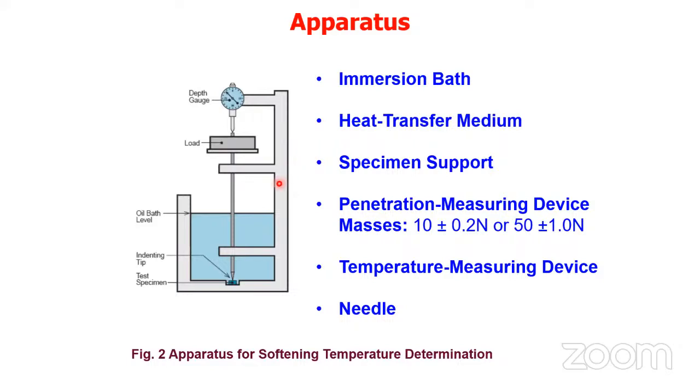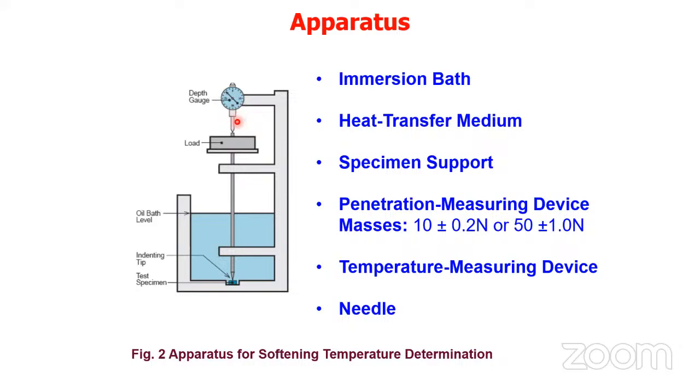Sorry, Vicat softening point is similar to HDT, where we use an oil bath here. In that oil bath we can set up the temperature to increase gradually. Here again one penetration rod is there with a flat tip. You can see the indenting tip present over here, and in this slit we have kept the polymeric sample. On that polymeric sample we place the tip on the surface and apply the load. And you can see the depth gauge, similar to HDT, is presented here.